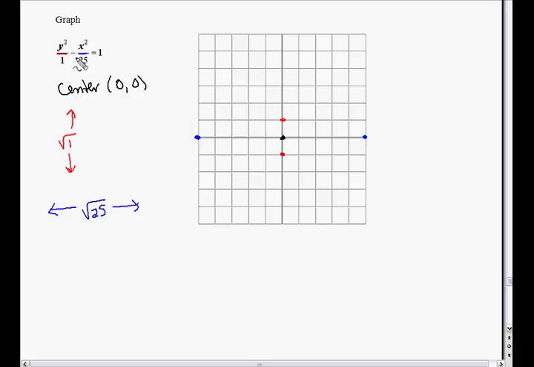But because this is a hyperbola, and this subtraction indicates that it's a hyperbola, we don't make a round shape here. What we make is a box. And what's extremely important is the corner of the box. So the box will go as far, as high, and as low as we're supposed to go in the x and the y direction from the center.